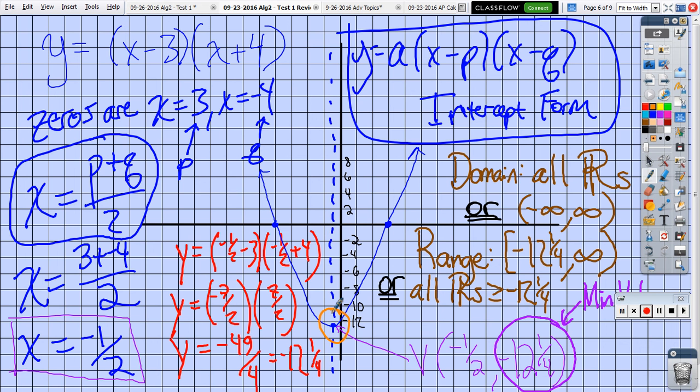What's that? A is 1 right now, technically. I mean, I could write a 1 in front. It's not 0, because if it were 0, this whole thing would be 0. So a is 1. I mean, I can even write that too. Technically, there's a 1 in front of there.